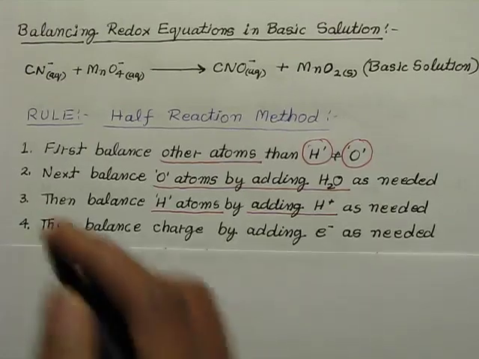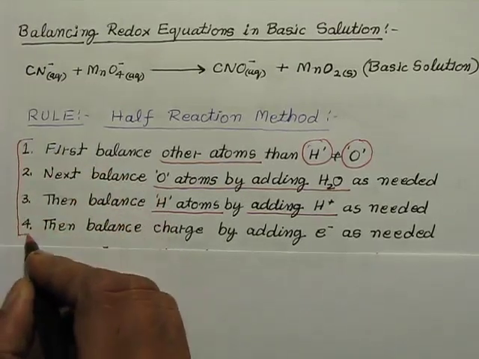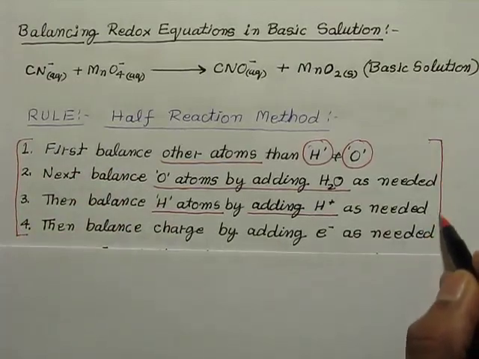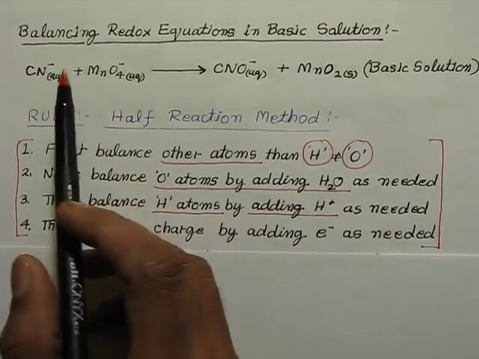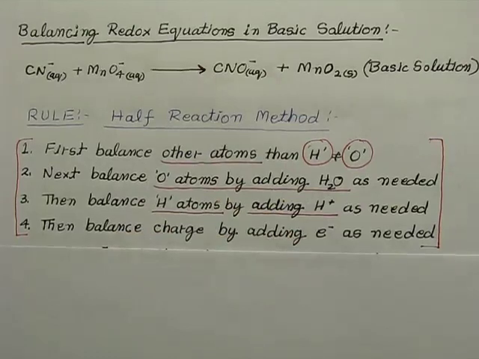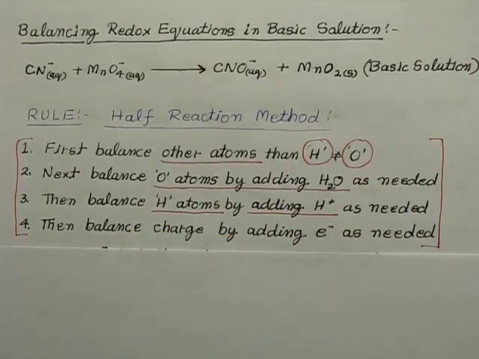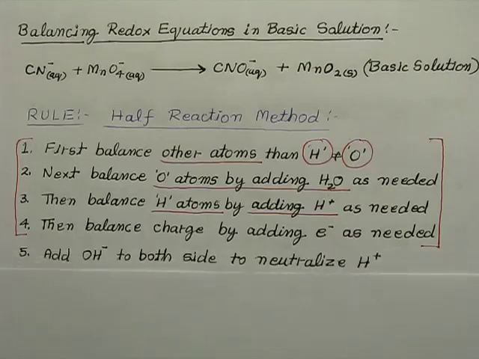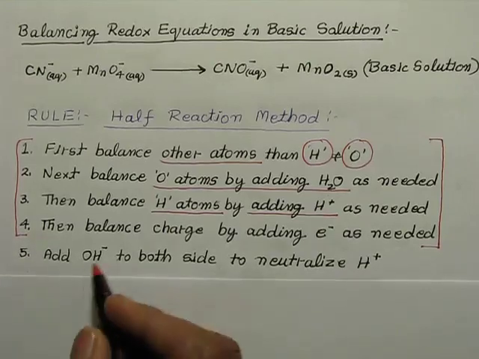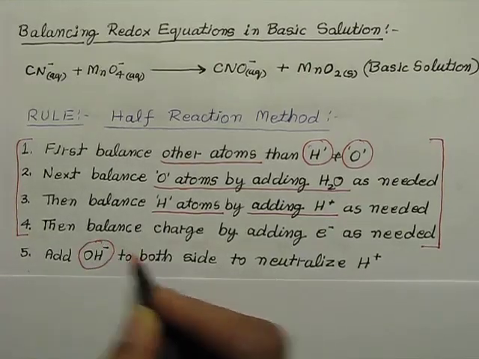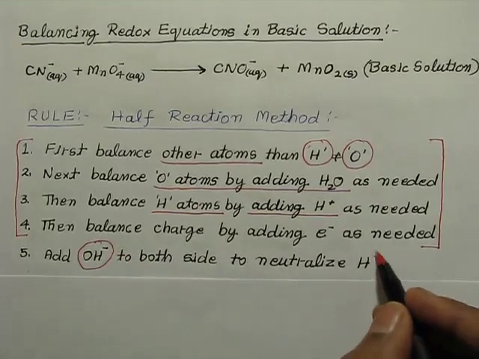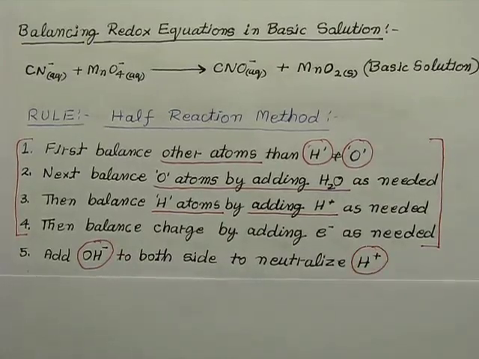Up to these 4 points, these are the same rules as we follow to balance the redox equation in acidic solution. And there is one more extra rule for the basic solution. We have to add hydroxyl ion OH⁻ to both sides to neutralize hydrogen ion. So this is the new rule which we have to follow here.